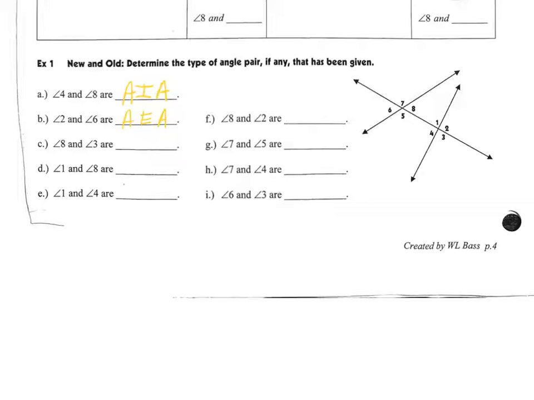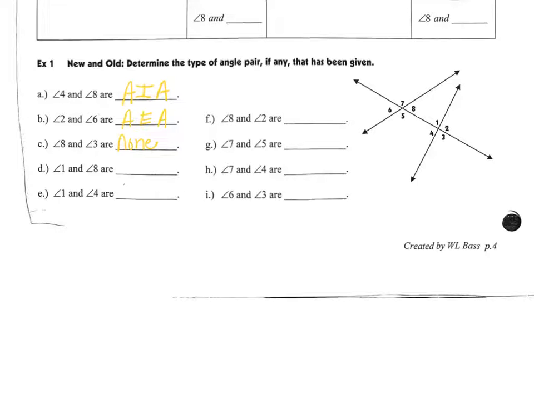The next two, we're looking at angle 8 and angle 3. You can see that they are on different sides of the transversal. One is in the interior, one is in the exterior. And if we go back and look at our specifications for our different types of angles, that fits none of those characteristics. And so those two angles do not have a special type of angle pair.